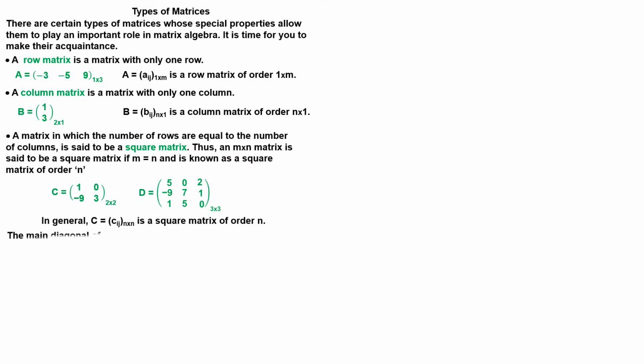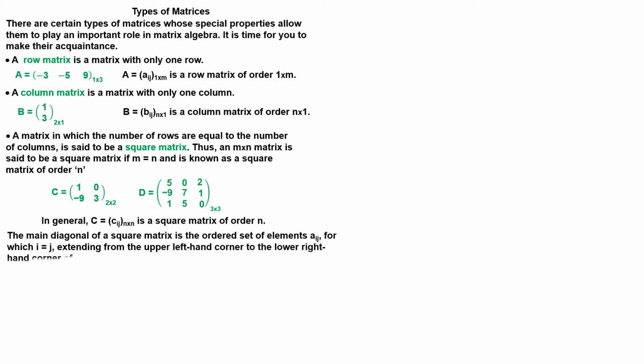The main diagonal of a square matrix is the ordered set of elements a_ij for which i equals j, extending from the upper left-hand corner to the lower right-hand corner of the matrix. Thus, the main diagonal contains elements a11, a22, a33, etc. The elements of the main diagonal of C are 1 and 3. The elements of the main diagonal of D are 5, 7, and 0.